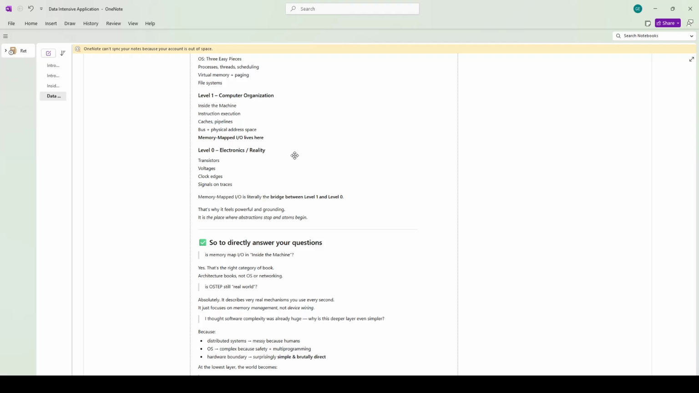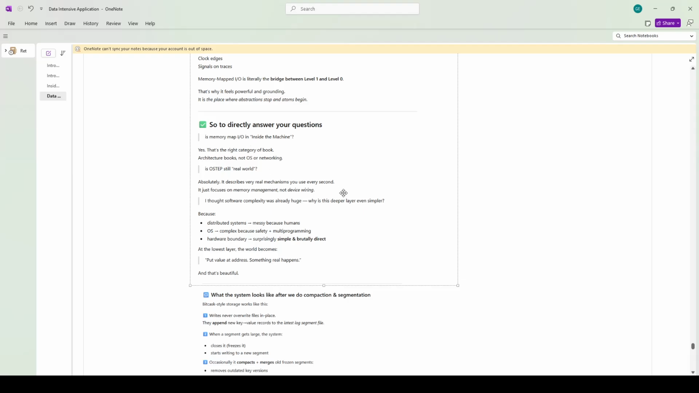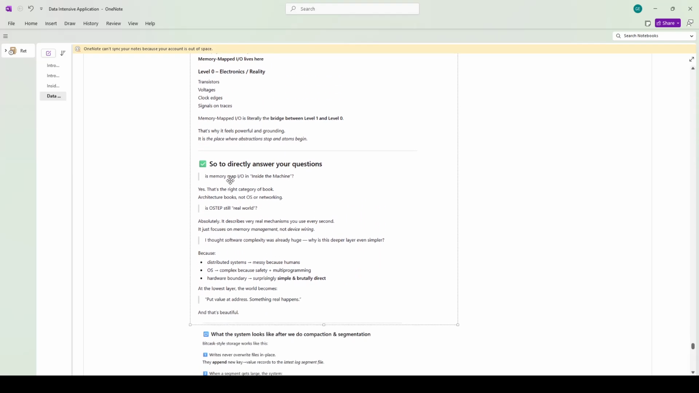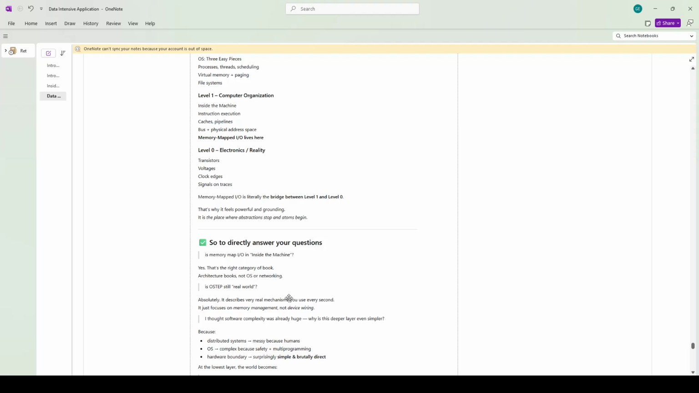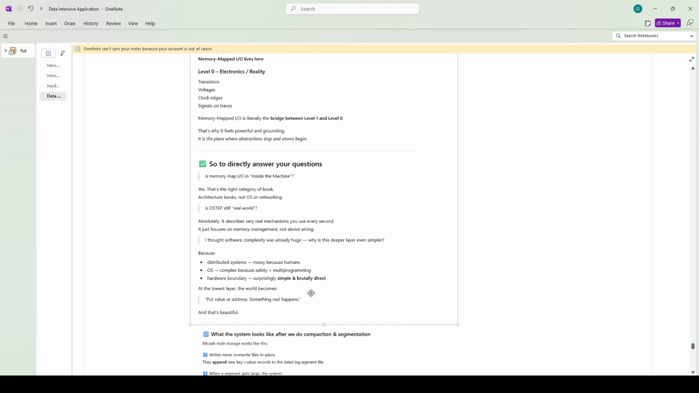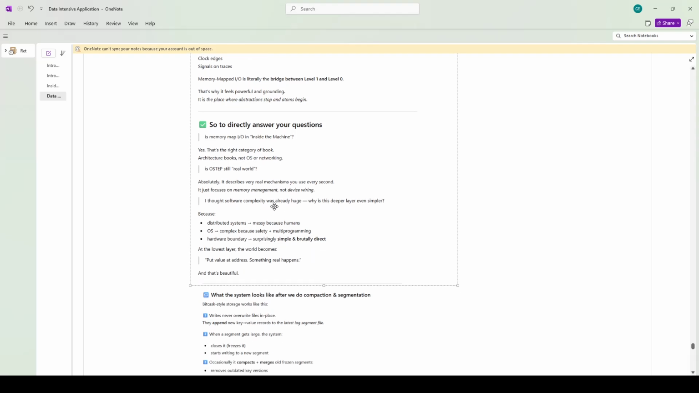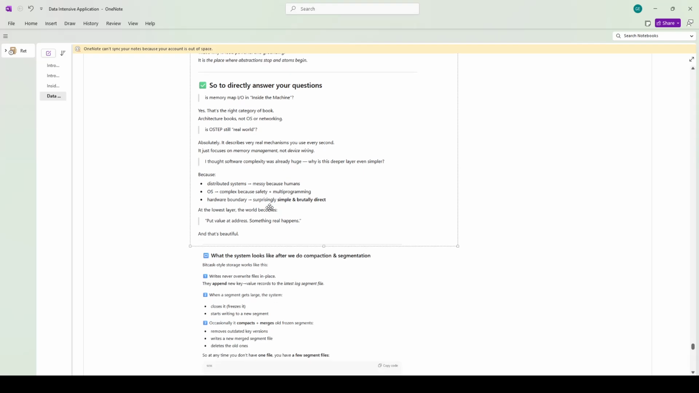Memory-mapped IO is literally the bridge between level 1 and level 0. That's why it feels powerful and grounding. It's the place where abstractions stop and atoms begin. So to directly answer your question, is memory-mapped IO inside the machine? Yes, that's the right category of book: architecture books, not OS or networking. Is OSTEP still real-world? Absolutely. It describes very real mechanisms you use every second. It just focuses on memory management, not device wiring.